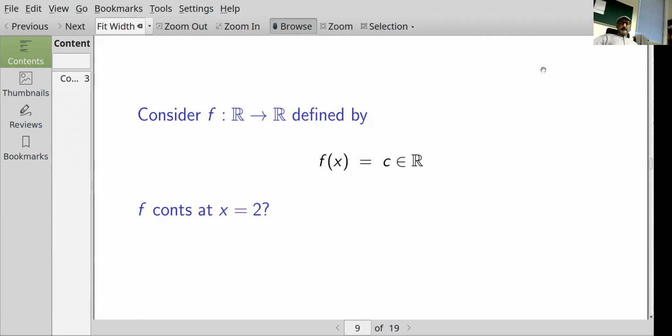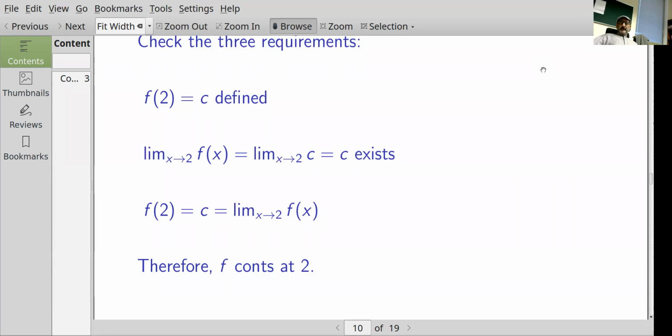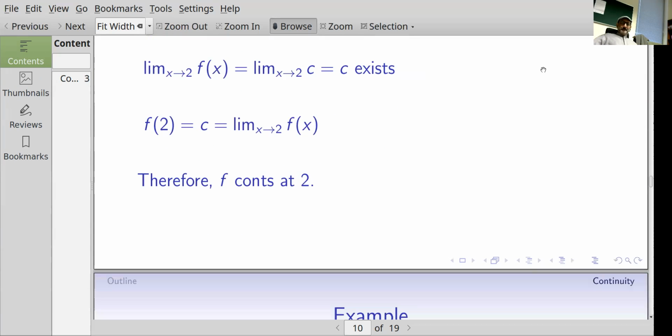Let's look at a few examples. We have a constant function, f of x equal to c, for c some constant number. Is f continuous at x equal to 2? Let's check the three conditions. F of 2 is equal to c, so the function value is defined. The limit value is also c, so the limit exists at x equal to 2. F of 2 equals c, which is equal to the limit value at 2, and therefore f is continuous at x equal to 2.